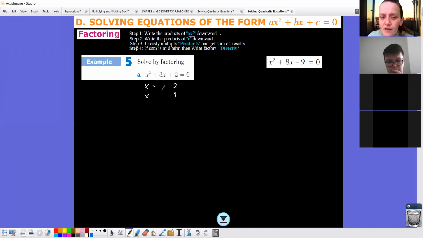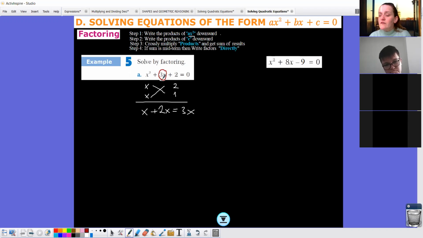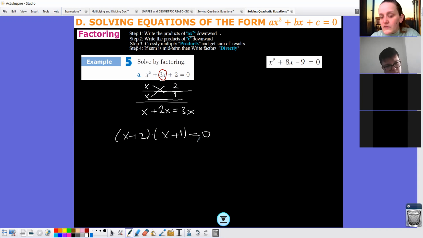Then the cross product. I'm multiplying x times 1, which will be 1x. Then x times 2 will be 2x. When I add them, I get 3x, which is the midterm. So if I get the midterm with the cross product, it means that the factors are okay here. Then directly, what does it say, write the factors directly. I am writing it like this: x plus 2 times x plus 1 is equal to 0. So I factorize this quadratic equation.